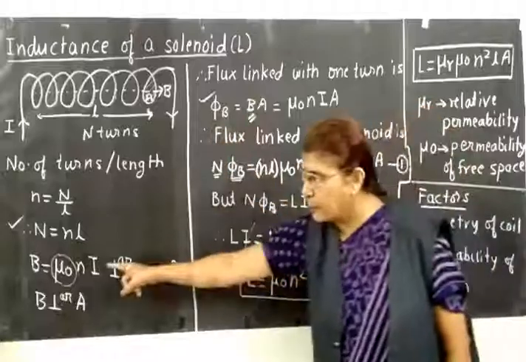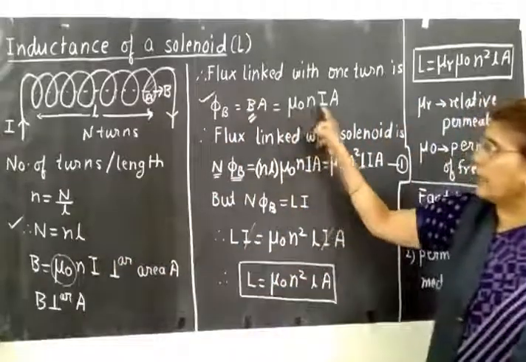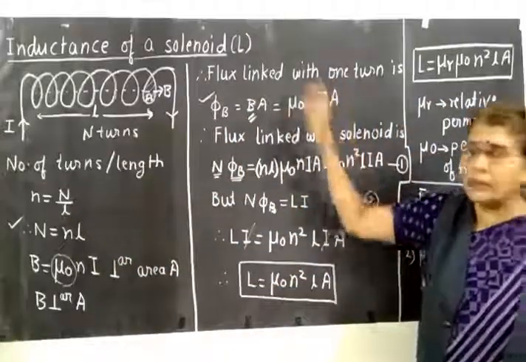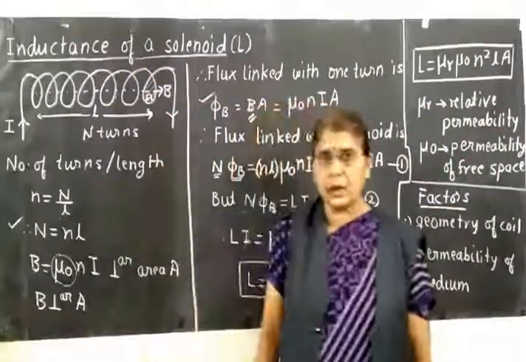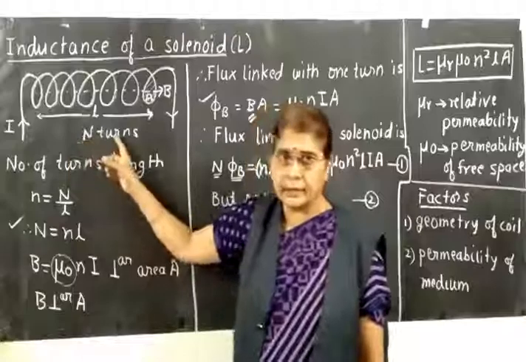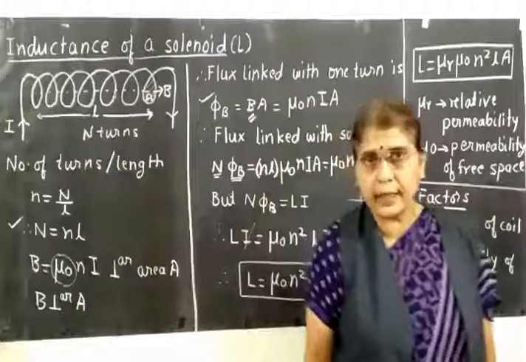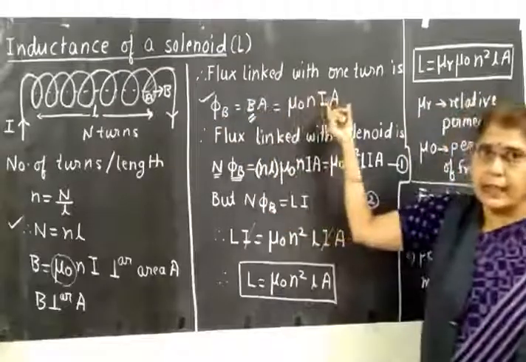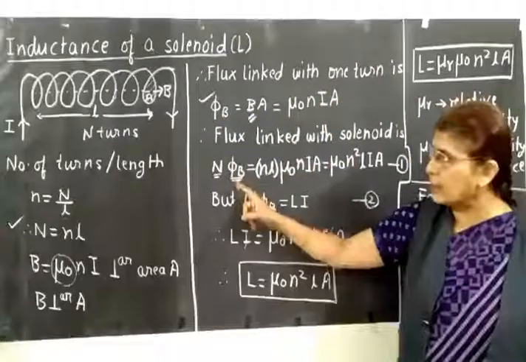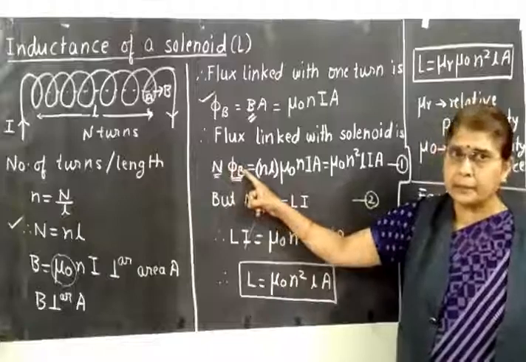Now put the value of B. What is the value of B? Mu 0 n i. So phi B is mu 0 n i into A. So this is the flux linked with one turn of the coil. How many turns are there in the coil? There are N turns. So what is the total flux linked with the whole coil? For one turn the flux linked is phi B. Therefore for N turns the flux linked will be N times phi B.